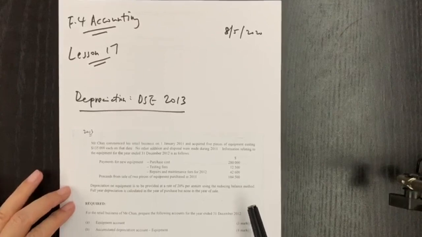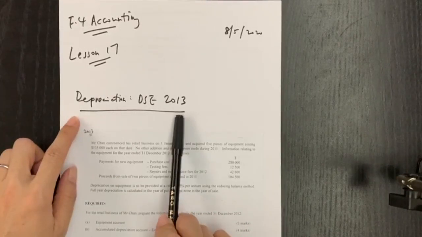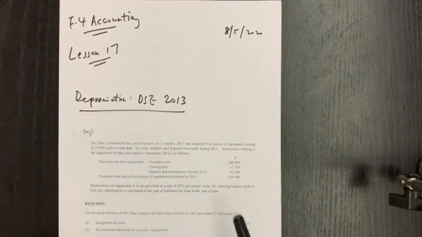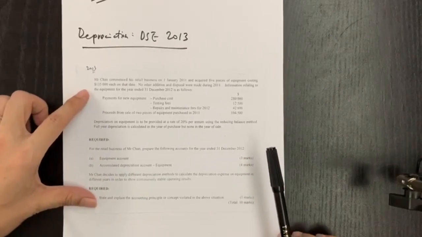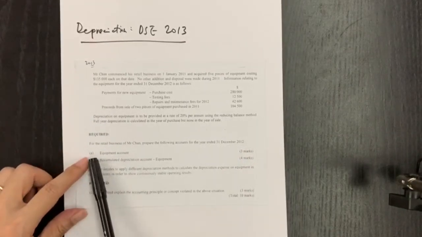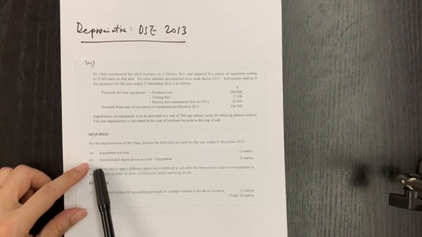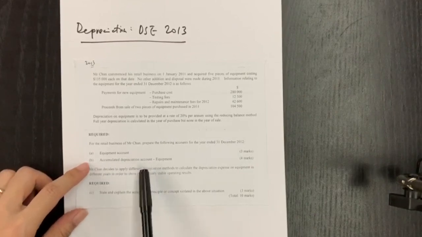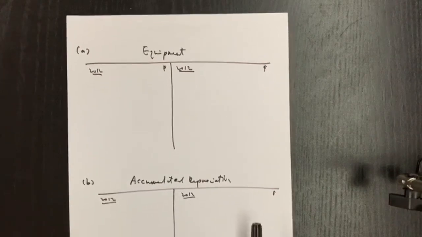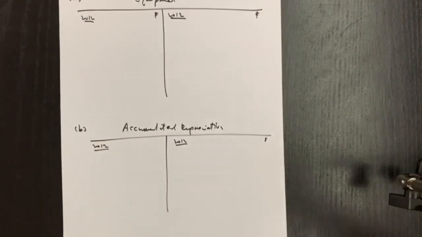Alright, so we will do one DSE question in 2013 about depreciation. And here is the question. What we need to do is to draw up the equipment account and also the accumulated depreciation account, so that I have my equipment account here and then the accumulated depreciation account.